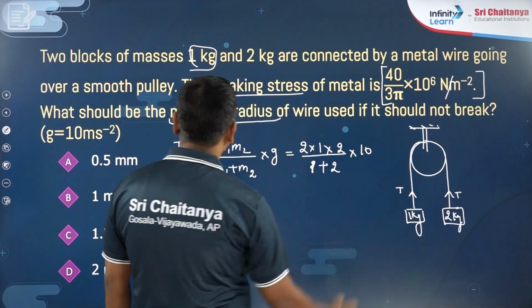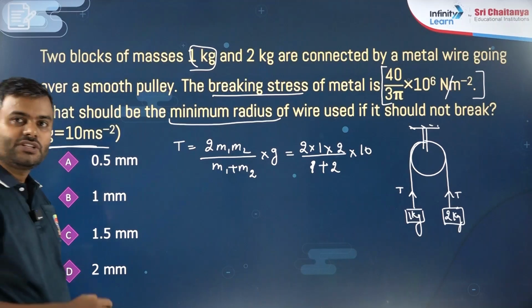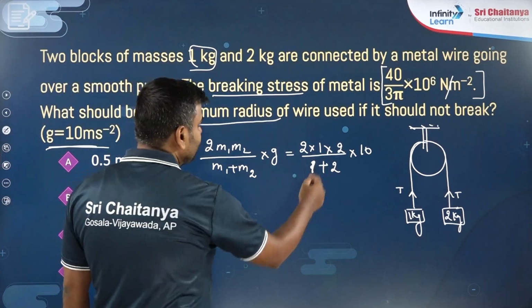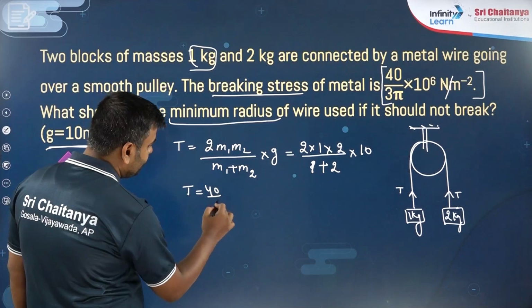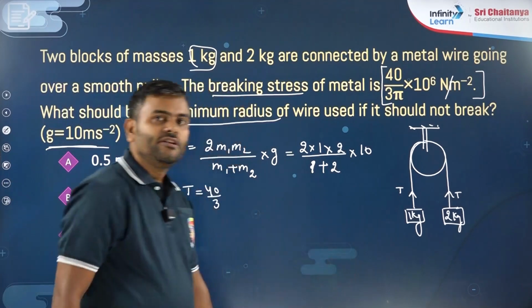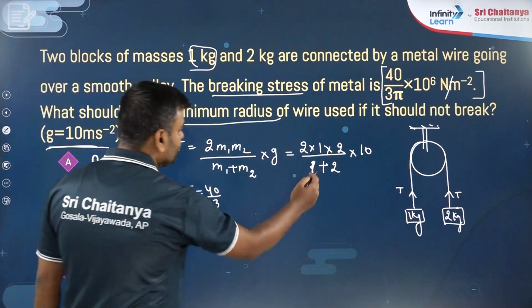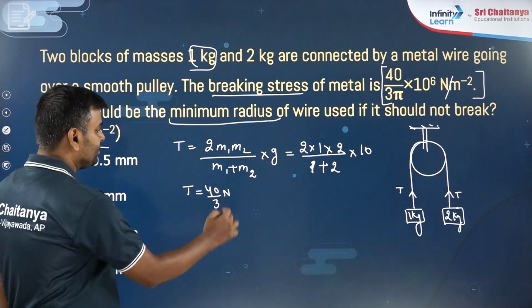G value we can take here as 10, as they have given g value as 10. So we will use the same value 10. So what will be the value we are getting? The tension we are getting is 40 by 3. What we are getting? 2 into 2, 4, 4 into 10, 40 divided by 1 plus 2, which is coming out to be 3. So 40 by 3 Newton, that will be the tension we are getting.